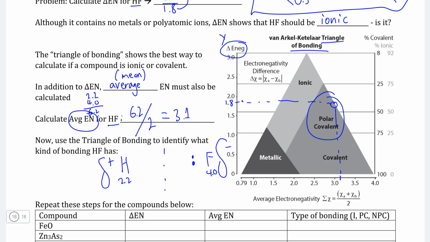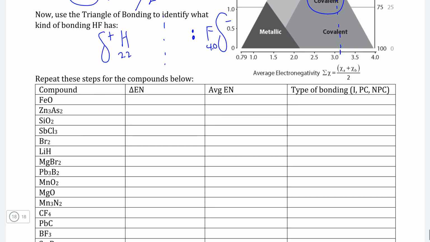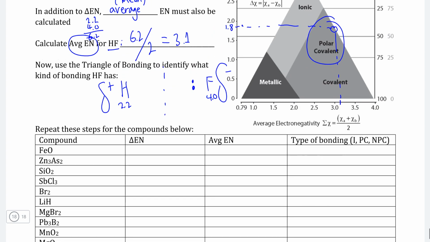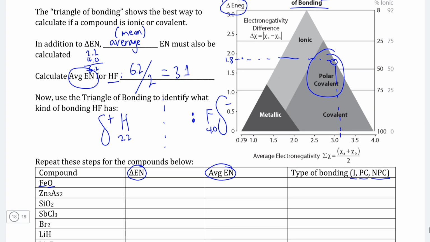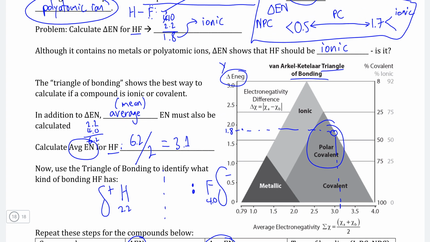Theoretically, this comparison of electronegativity difference and average electronegativity is a way to calculate the bond characteristics of any compound. So to practice identifying whether a bond is ionic, polar covalent, or nonpolar covalent, you can try the practice problems below, which simply involve calculating the difference in electronegativity between the two elements and the average electronegativity of those two elements, and seeing which type of bonding lines up the closest based on the triangle of bonding that you see here.